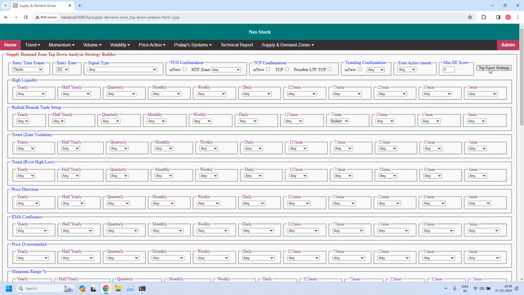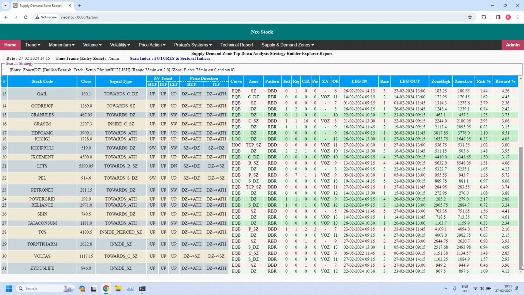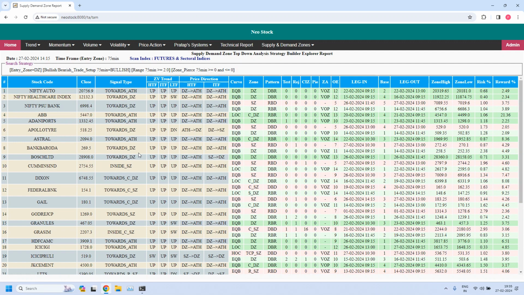First let us check how many stocks are supporting. We got a very big list. All these have a minimum reward for demand zones of about 2%. So a total of 31 stocks are filtered. From these 31 stocks, are they not near? So anyway, let us filter.